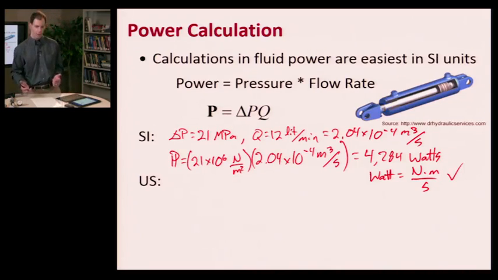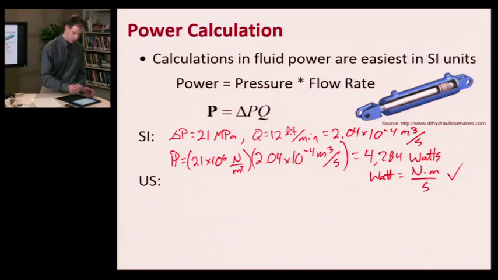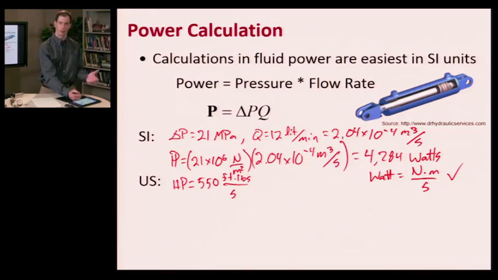Now let's try to do this in the US system. So first of all, I need to say that my horsepower is the unit of power, and this is 550 foot-pounds per second. A little bit odd number, but again, created when horses were doing the majority of the work.